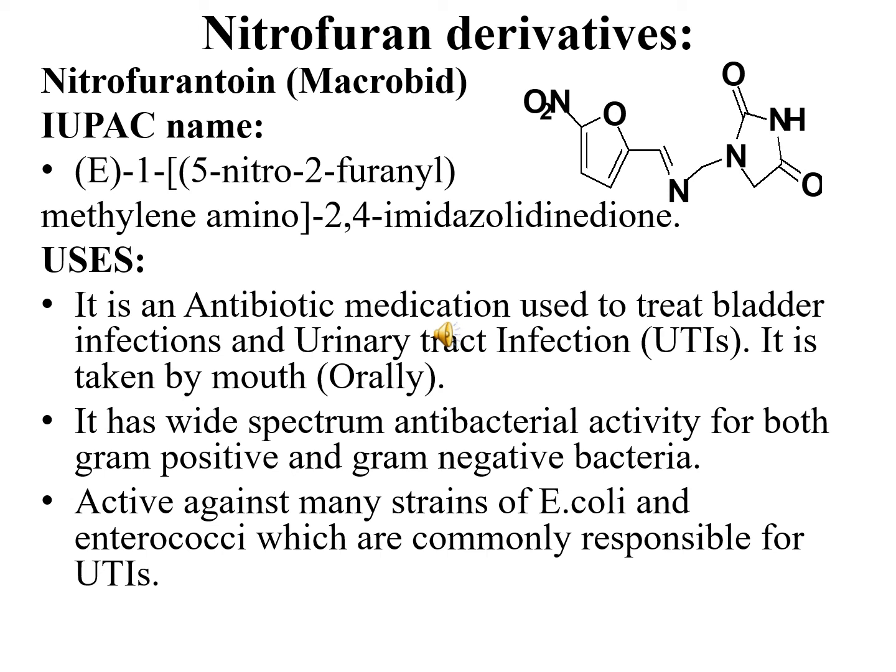tract infection. As we know, urinary tract infection is mainly caused by bacteria. The most responsible bacteria are E. coli, a gram-negative bacterium, and enterococci. These bacteria commonly cause urinary tract infection, and the common antiseptic, or we can say antibiotic, used for treating UTI is a nitrofuran derivative, that is nitrofurantoin.